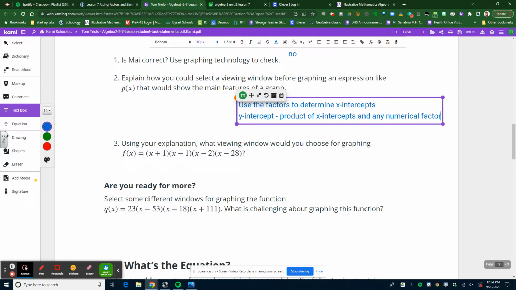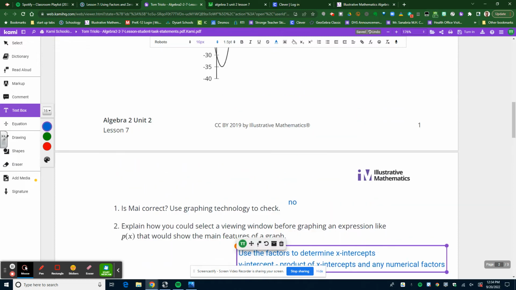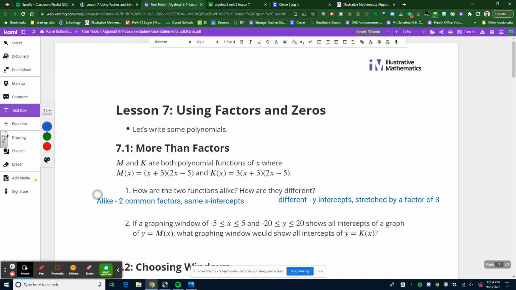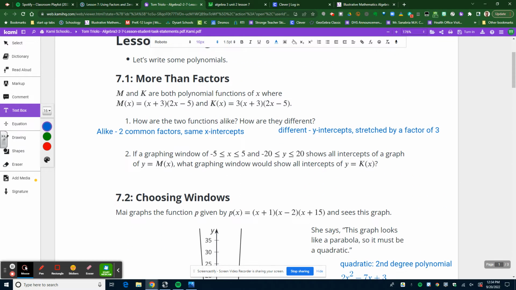So in the previous problem, we put a 3 in front. So that was not a binomial factor, but it was a numerical factor. It was the number 3. And we actually figured out what it was up here. Okay. So we said 3 times -5 was -15, times 3 was -45. So don't forget about the numerical factors. That's going to determine your y-intercept.